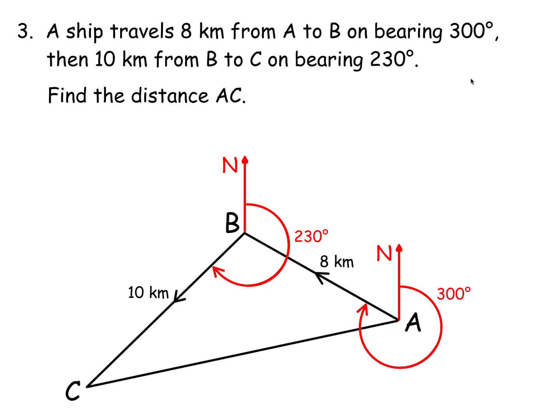This is the third question in the worksheet. And that's the answers with some angles worked out, so you can use the cosine rule. A to C is 14.8 kilometres.